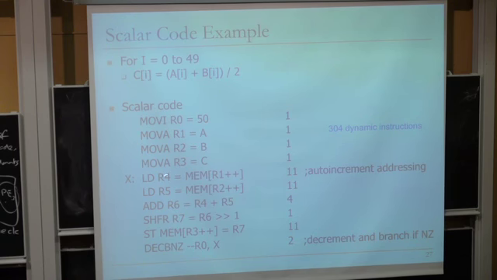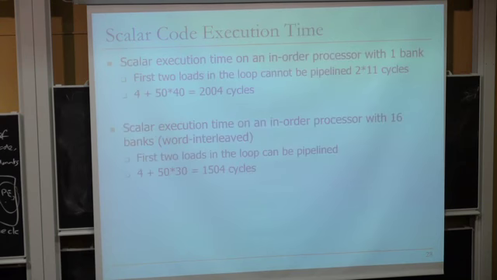So for each of these elements, you need to fetch the loads. You need to decode the loads. You need to fetch the add, shift, store, decrement, and branch if not 0. And you need to have all that control overhead for each element. So remember this number, 304.